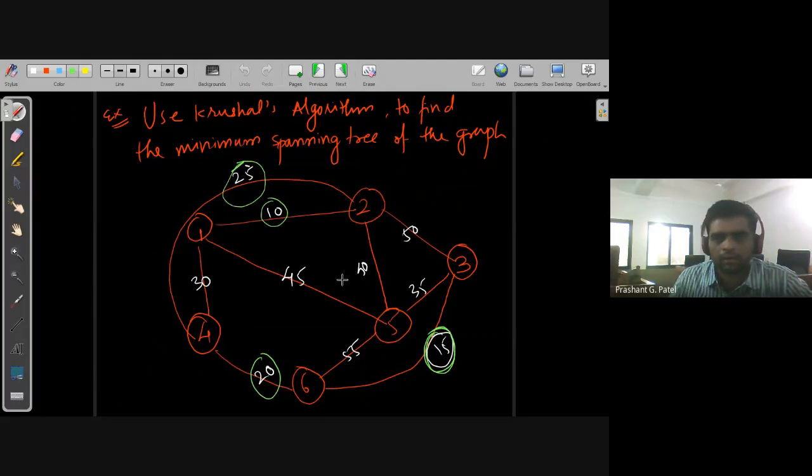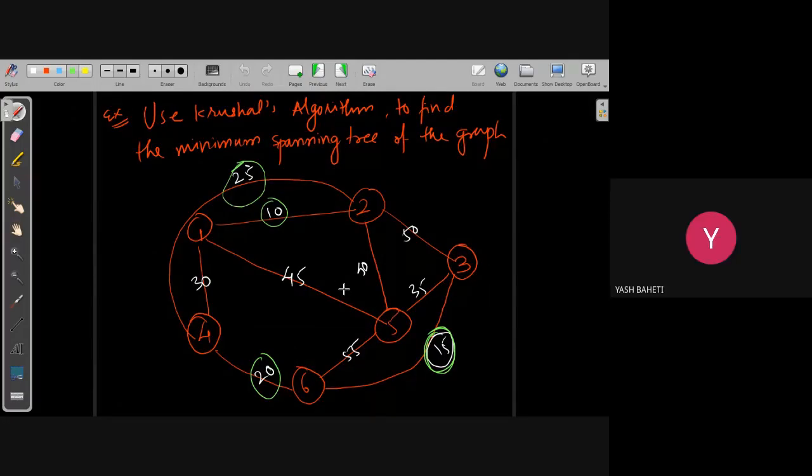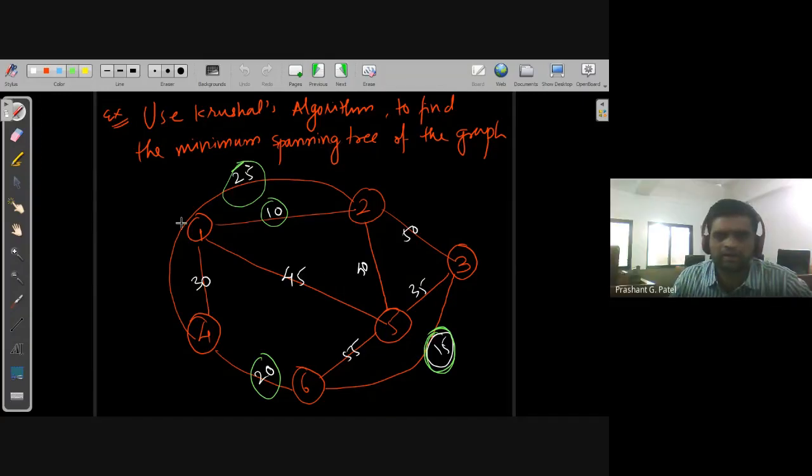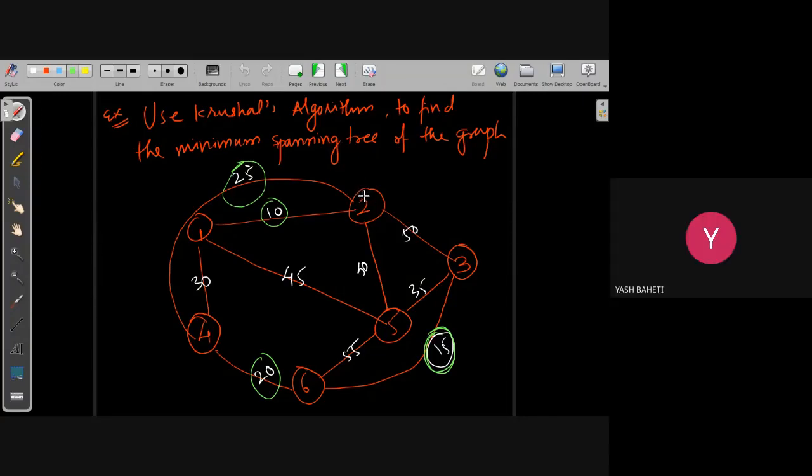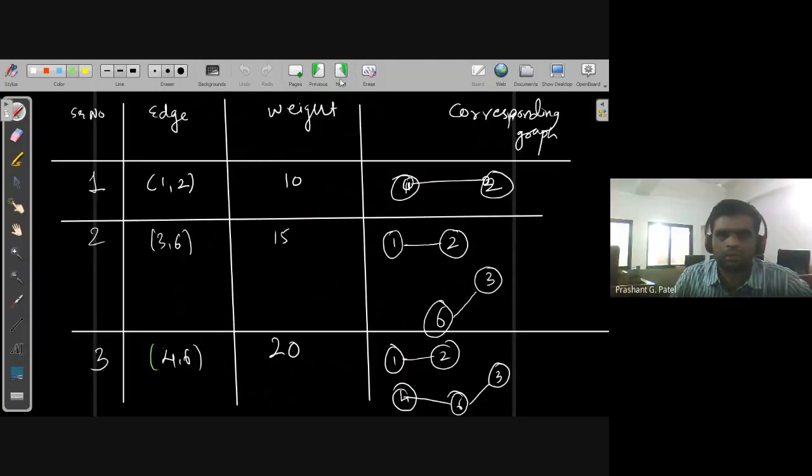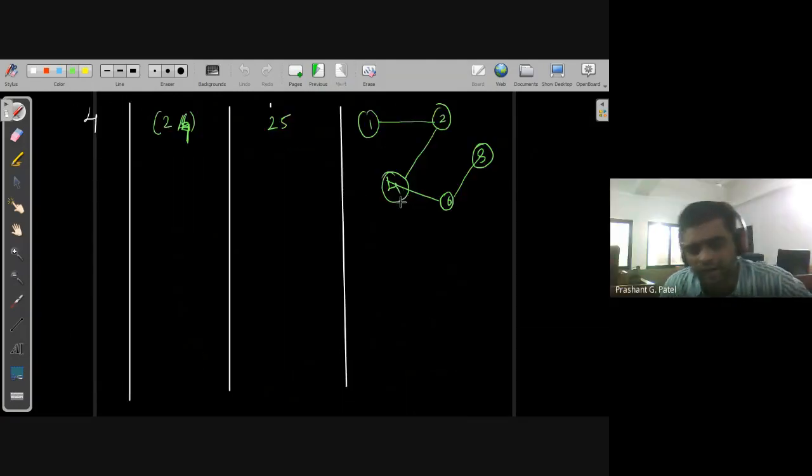Sir, it is rounded, sir, it is going over the top. So it's okay, it is an edge. Okay sir, it is up to us how to make it. Yeah, it is kind of an isomorphic graph. Okay sir.